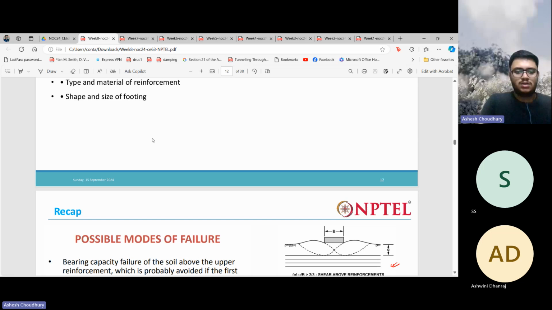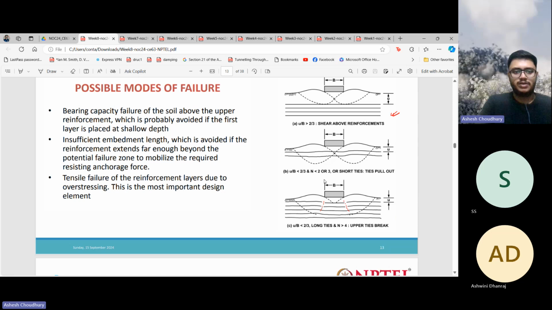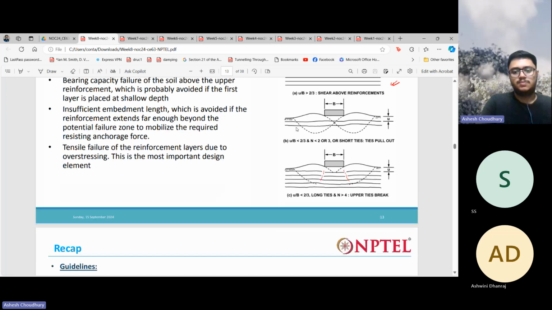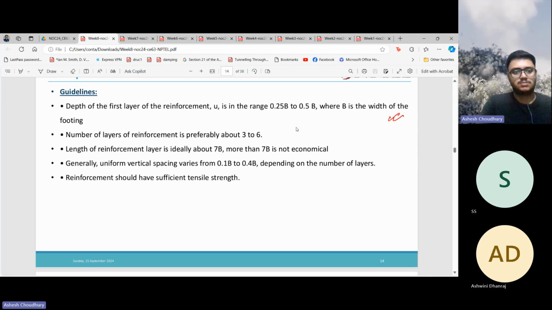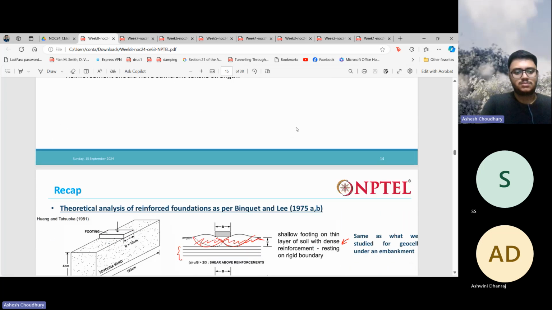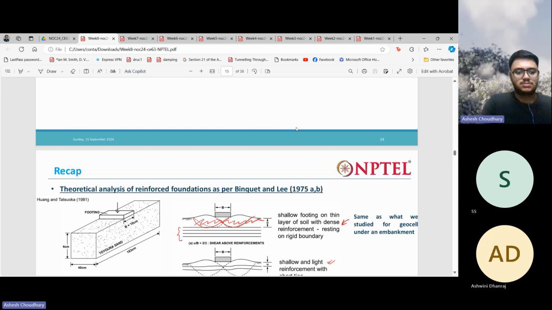Okay, so these are the possible modes of failure, the mechanism that we discussed. I'm not going to repeat it again. It will be a very long discussion. If you do not understand, again I'm saying you can contact me anytime.